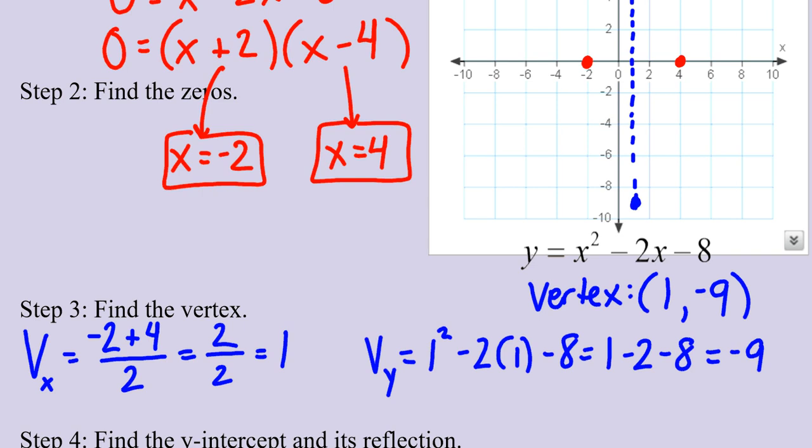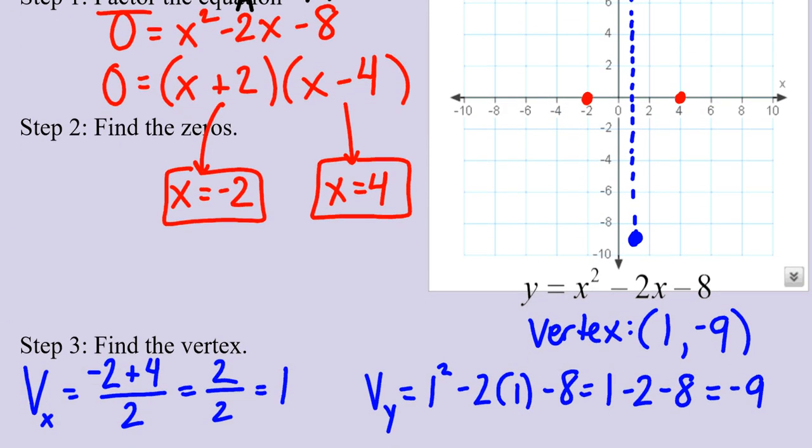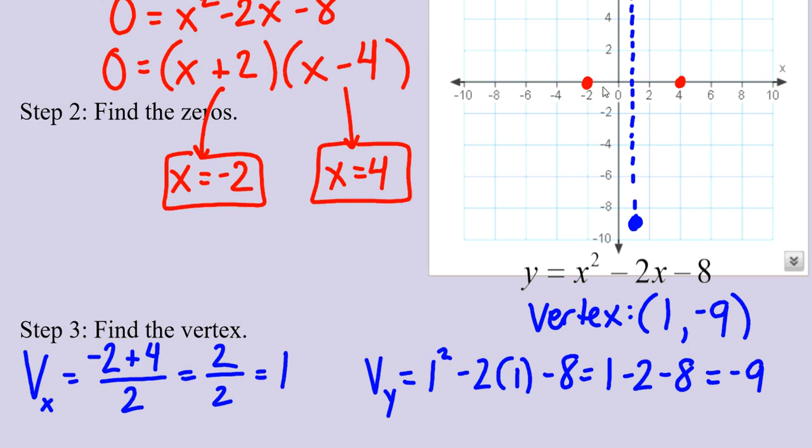It'll be right there. Again, this dashed blue line is just a guide. It's where your axis of symmetry is. It's not actually a part of the graph. It's just an imaginary line. So I've got the two x-intercepts.